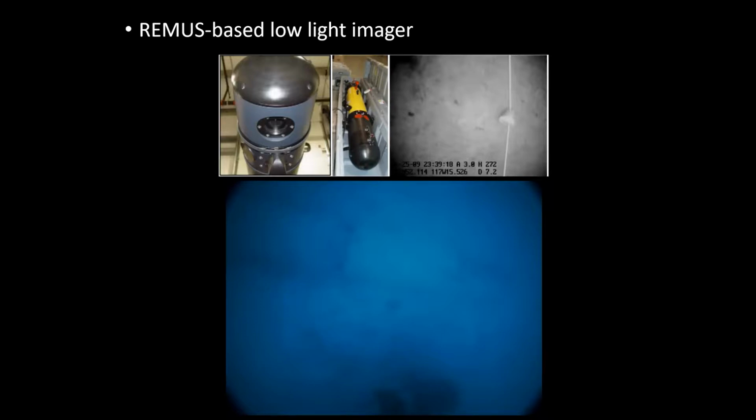So we can do that using the REMUS. The REMUS, you can put it in the water and it can travel quite a distance away. So we've been exploring different special cameras that are specially made. They're low light imagers to map the seafloor.